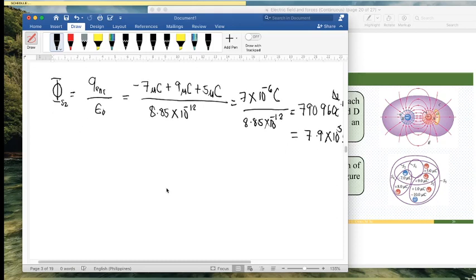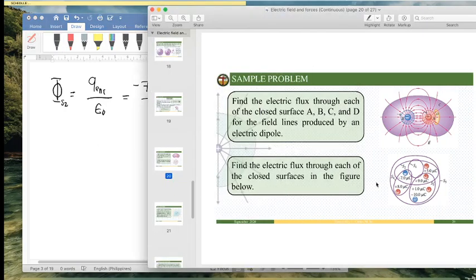How you apply Gauss's law. So how about for surface 3? So surface 3, this is this one. So we have 9 microcoulomb plus 1 microcoulomb, then you have negative 10 microcoulomb is 0. So 0 divided by epsilon sub naught is 0. So there is no electric flux, or there is no net electric flux through S3.